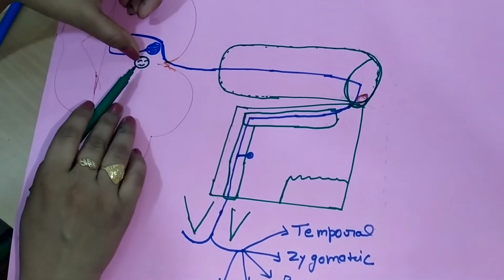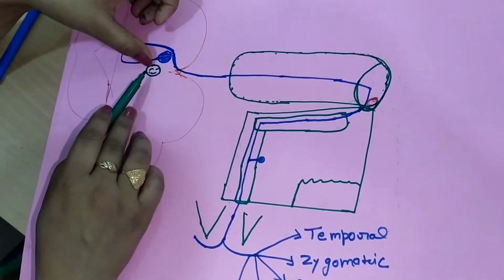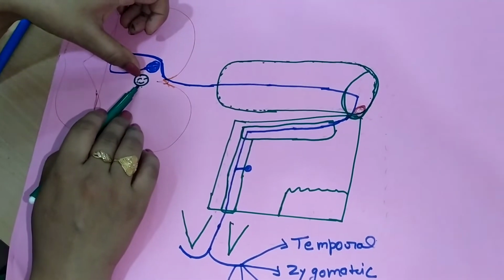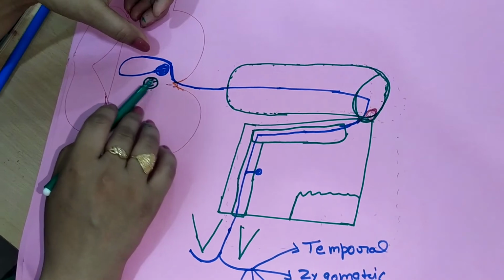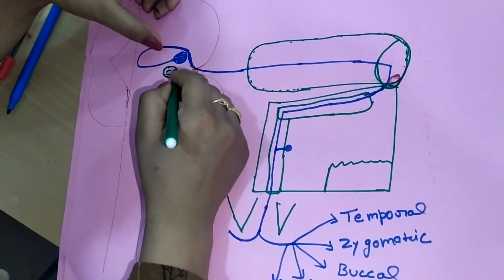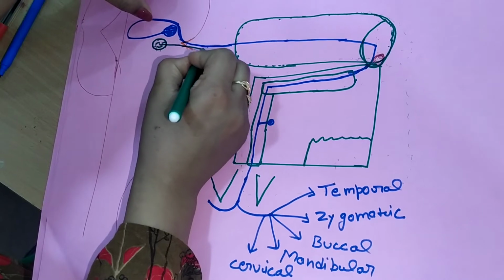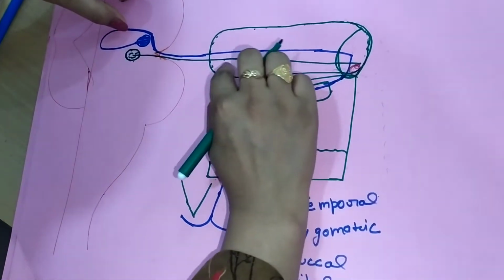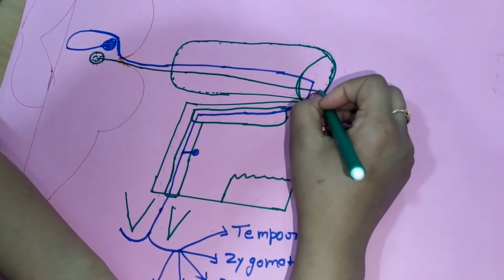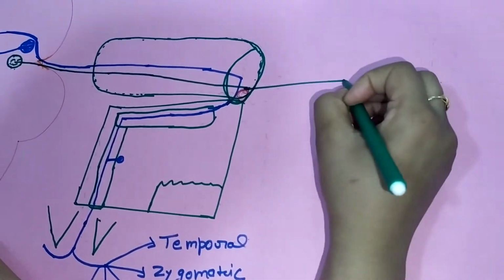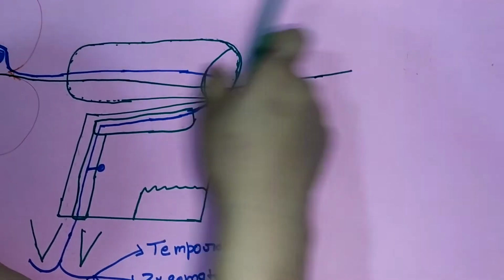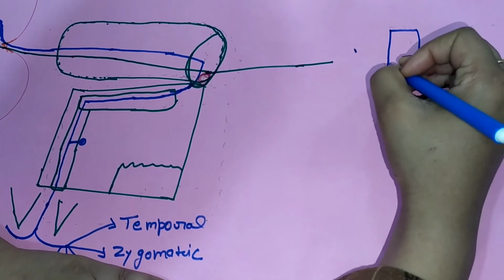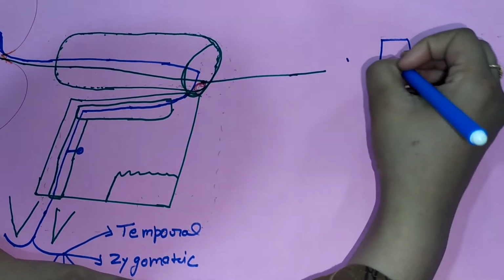Okay, the next is parasympathetic function. The facial nerve parasympathetic fibers originate from the superior salivatory nucleus, which is also present in lower pons. From here the fibers move. These are parasympathetic fibers, which pass through the internal acoustic meatus, and from here they jump into the middle cranial fossa. In the middle cranial fossa, there is a foramen lacerum.